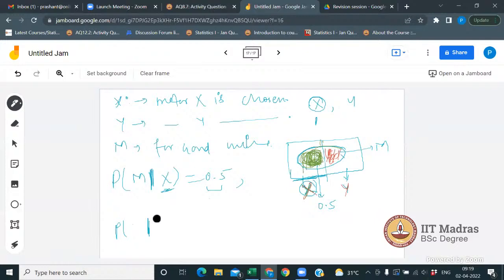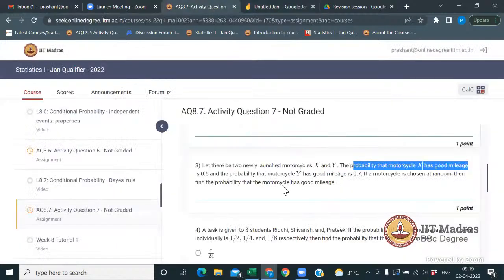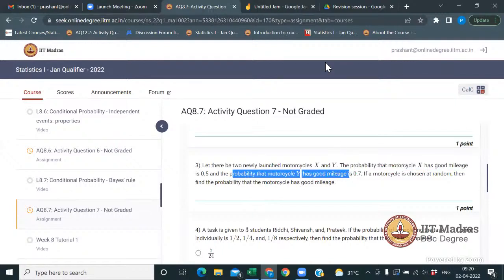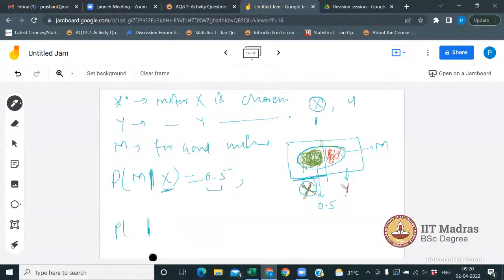Similarly, in the question it says the probability that motorcycle Y has good mileage is 0.7. Means motorcycle Y has good mileage, and the probability of good mileage for Y is 0.7. Clear? Yes, sir. Understood.